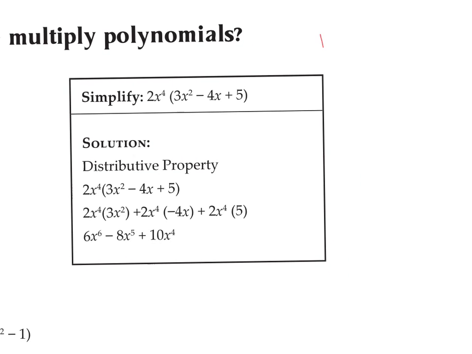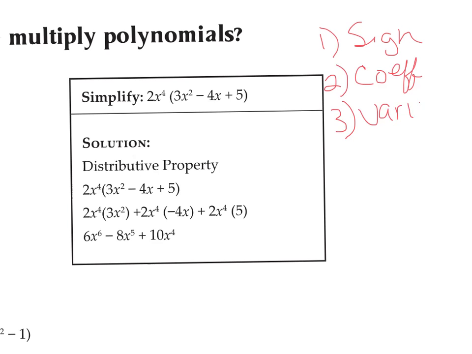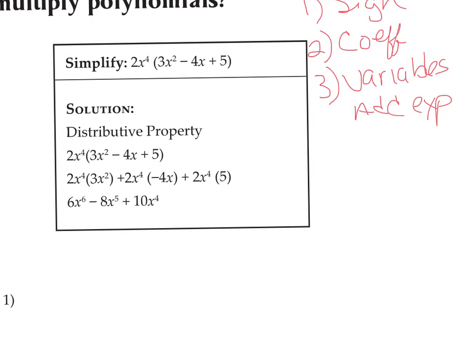The first piece would be to identify the sign, or multiply the signs. The second piece would be to multiply the coefficients. And the third piece would be the variables. And when you multiply the variables, you add the exponents. So we're going to start off with this example here: 2x to the fourth times (3x squared minus 4x plus 5). And we're going to use these three steps to do the multiplication.